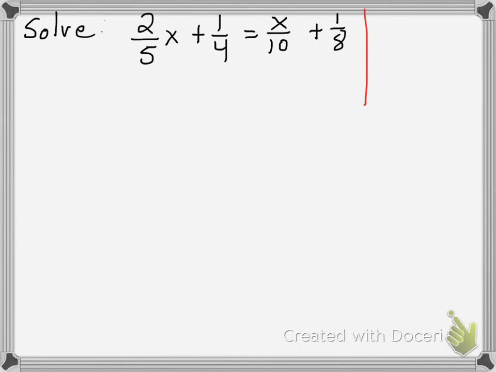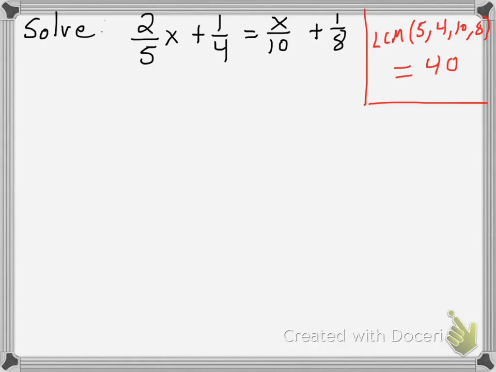All right, let's take a look at one of the problems we worked out in class today. And it said 2/5 x plus a fourth equals x over 10 plus 1/8. And we're going to look for the least common multiple because we're going to do clearing the fractions so that it'll be a little bit simpler to deal without the fractions. So in class we found that the least common multiple of 5, 4, 10, and 8 was 40.